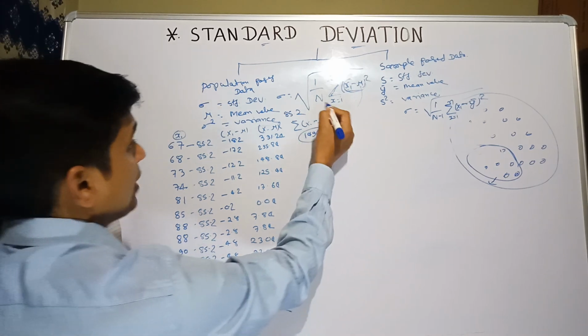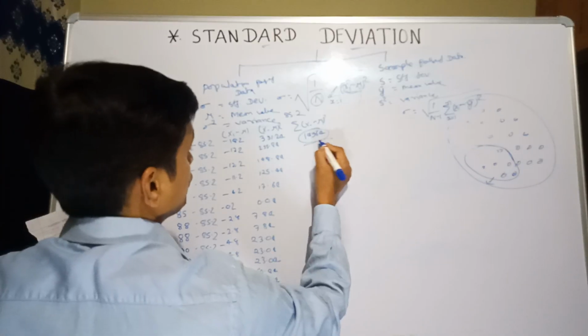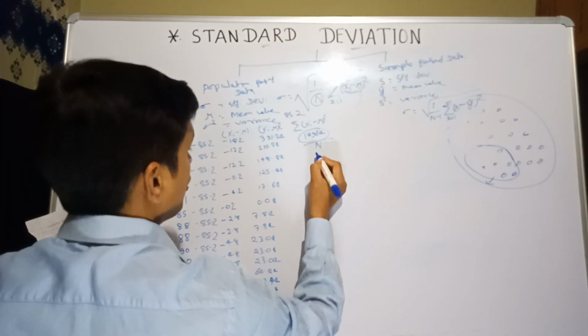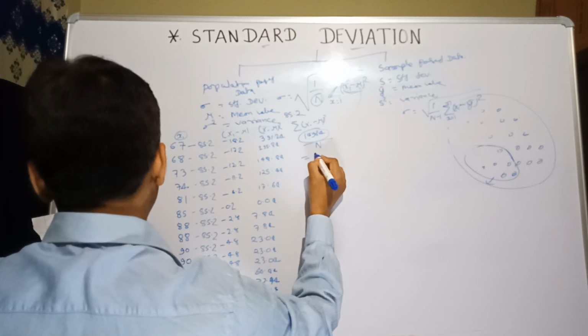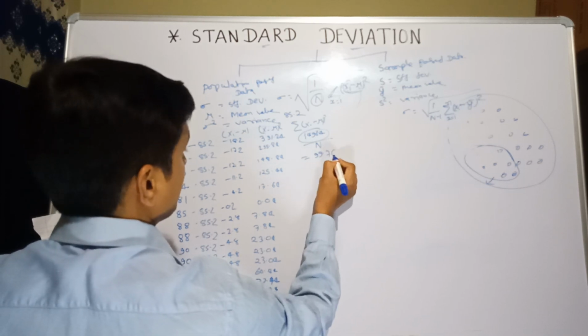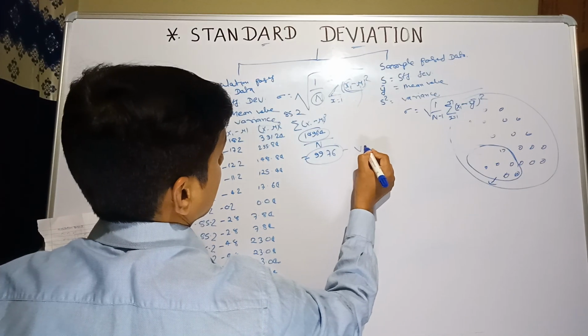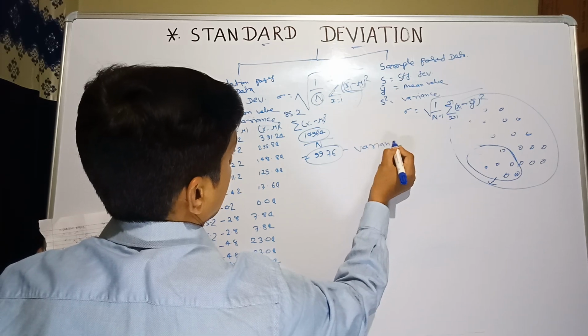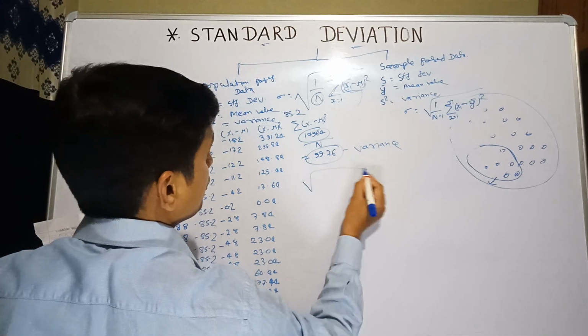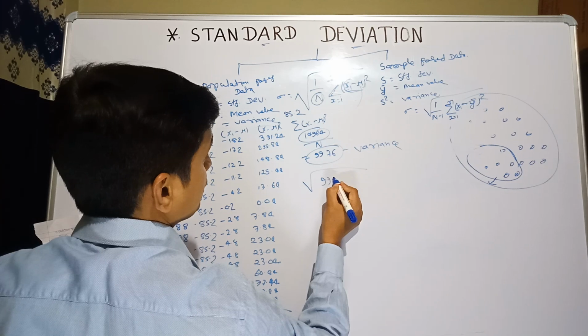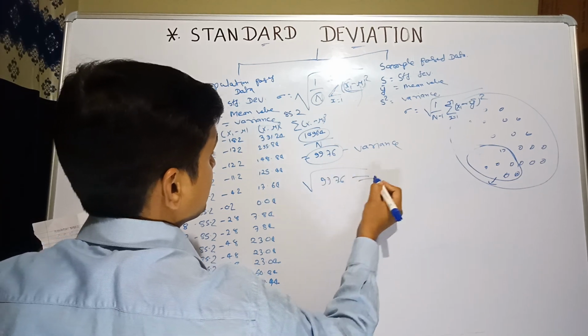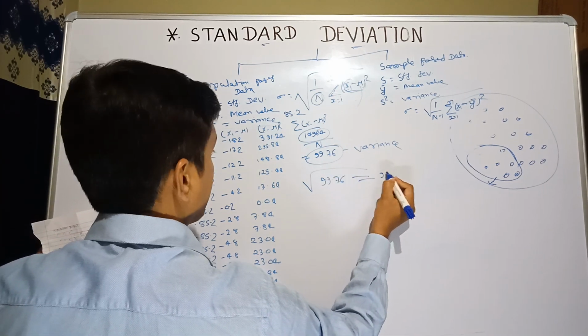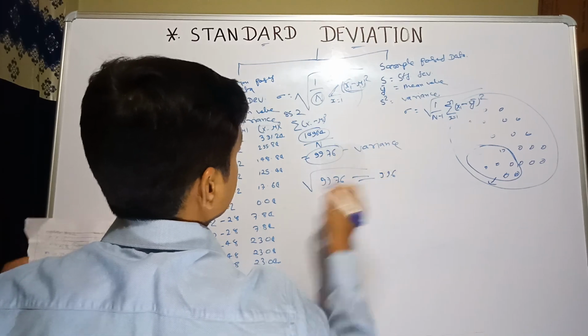Now we have to multiply by 1 over n. After dividing by n, you got 99.76. This is your variance. Now take the square root of this value, 99.76, and that's the standard deviation. This value is 9.96, that is the standard deviation.